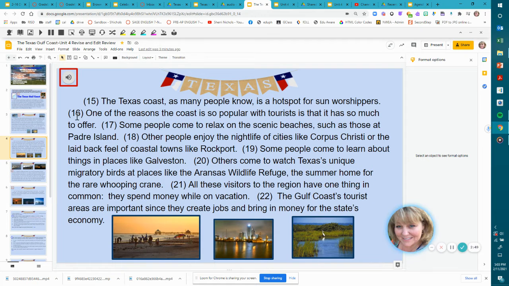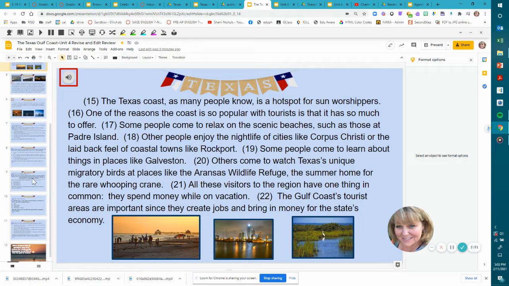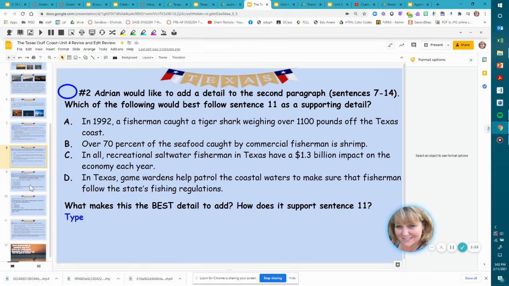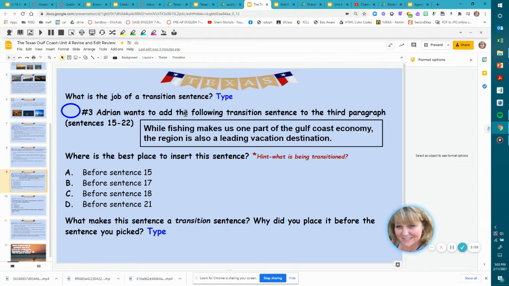And then we're going to move on to what is the job of a transition sentence. Adrian wants to add the following transition sentence to the third paragraph, sentences 15 through 22. Where would he put this? While fishing makes up one part of the Gulf Coast economy, the region is also a leading vacation destination.